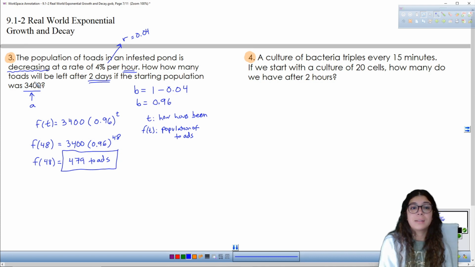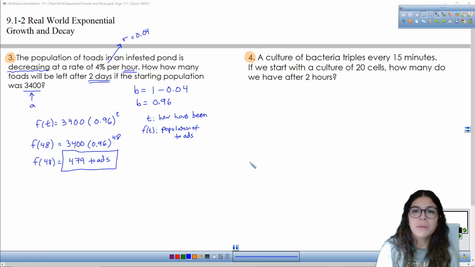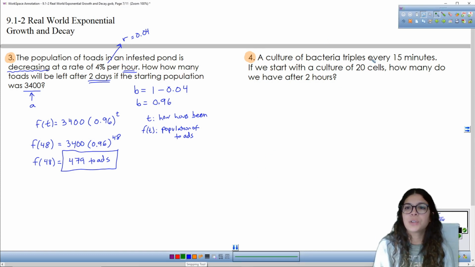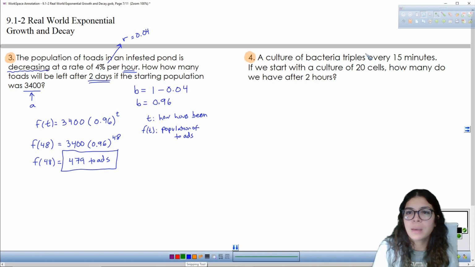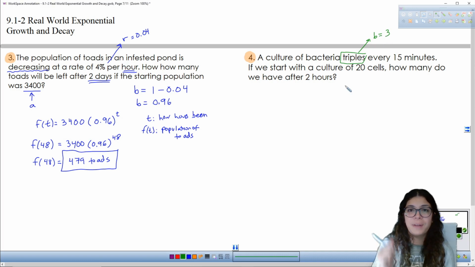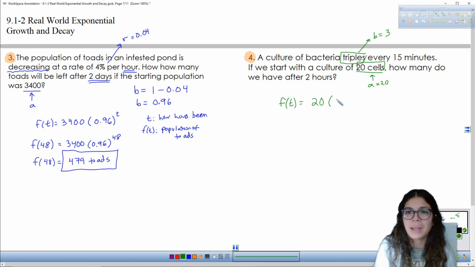Which is not a whole lot considering we started with 3,400. All right, let's take a look at number 4. Number 4 says a culture of bacteria triples every 15 minutes. So triples, which means that B equals 3. We have the factor right away. If we start with a culture of 20 cells, that's our initial amount, A. A is 20. How many do you have after 2 hours? So let's write the equation first. F of t equals the initial amount, 20, times our factor, which is 3 to the power of t.